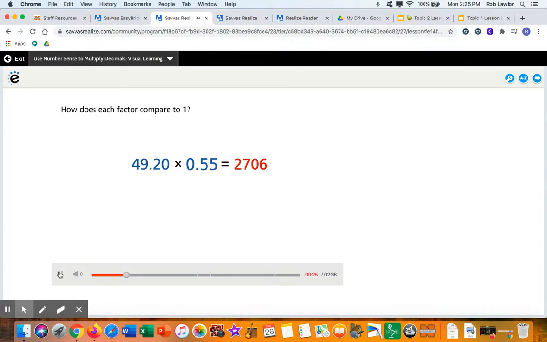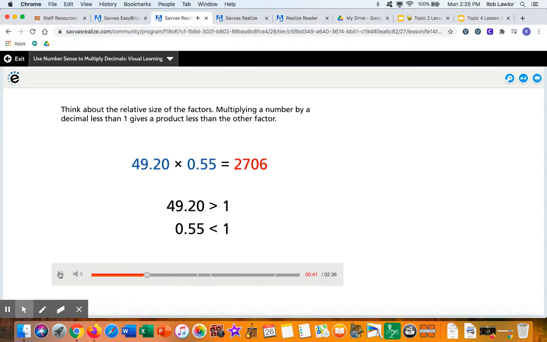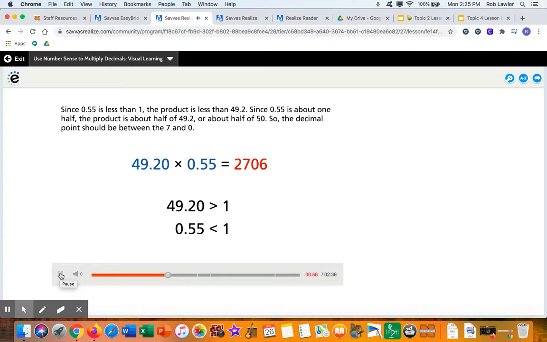How does each factor compare to 1? 49 and 2 tenths is greater than 1, and 55 hundredths is about half of 1. Think about the relative size of the factors. Multiplying a number by a decimal less than 1 gives a product less than the other factor. Since 55 hundredths is less than 1, the product is less than 49 and 2 tenths.